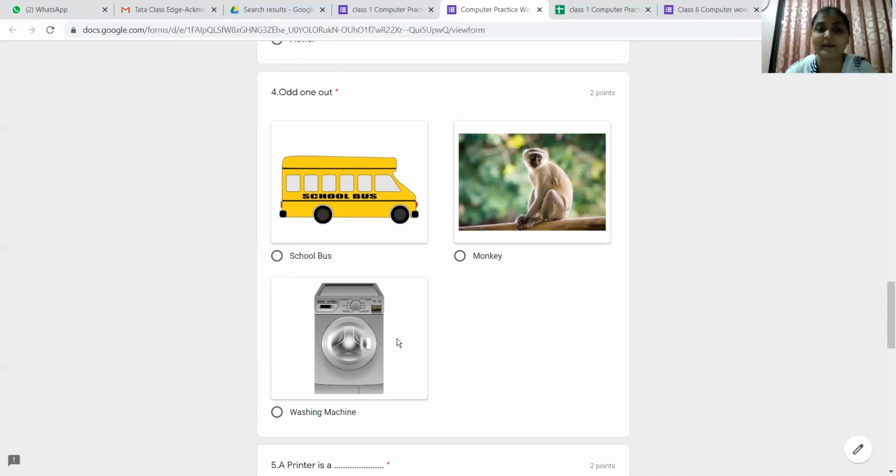So third image is washing machine. As its name suggests, it is a machine. So it is a man-made machine. So these two are machines. And so what we have to kick it out? Sorry, monkey, we have to kick you out. So odd one out, monkey, odd one out. Okay, next.